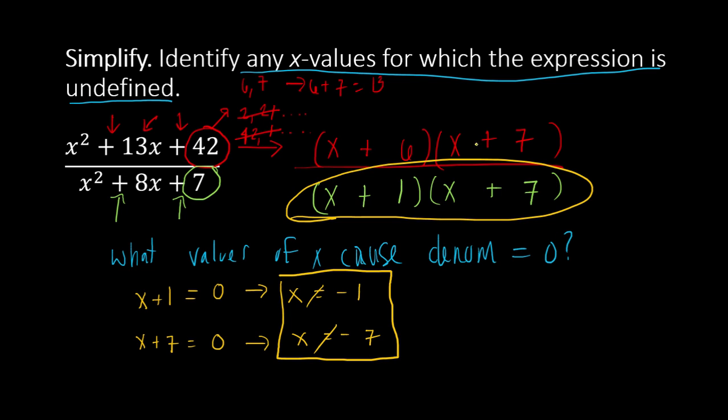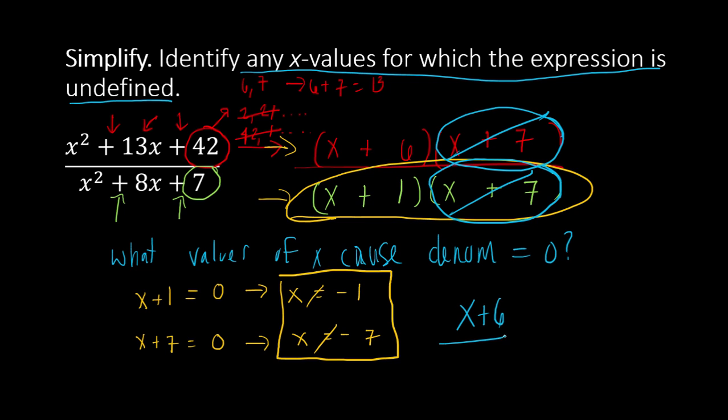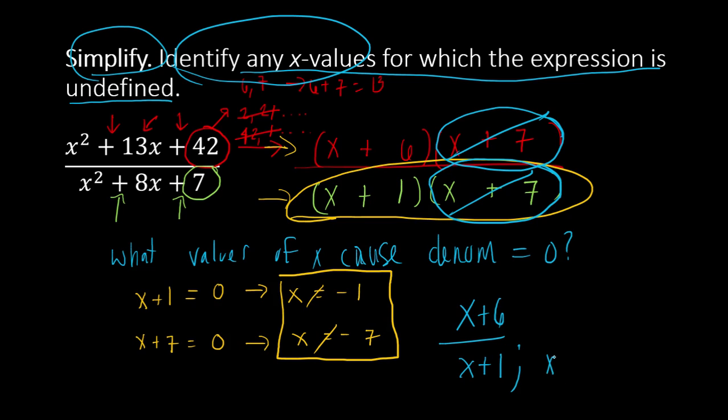Now going back to our simplifying process, we have our numerator and denominator written out in factored form, and now all we have to do is look for spots where we have the same term in the numerator and the same term in the denominator. So probably what's jumping out at you is that we have x plus 7 present in both the numerator and the denominator. So I can cancel out these terms and rewrite my expression simplified as just x plus 6 over x plus 1. My full answer with the simplification and the identified undefined x values would be x plus 6 over x plus 1, where x cannot equal negative 1 and x cannot equal negative 7.